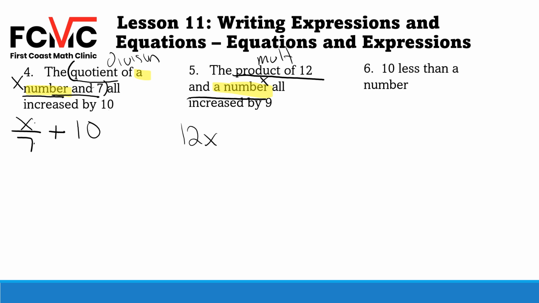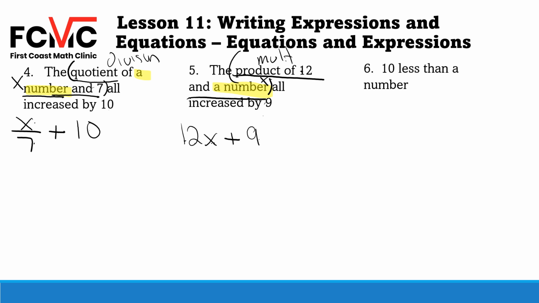All increased by 9. So all is again going to be the 12 and a number. So all increased by 9. So I'm going to add the 9 because I'm increasing the product of 12 and x by 9.